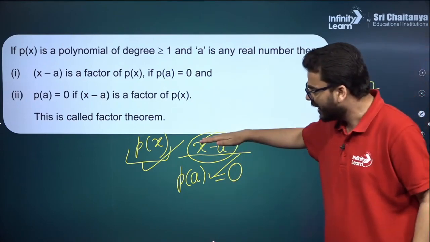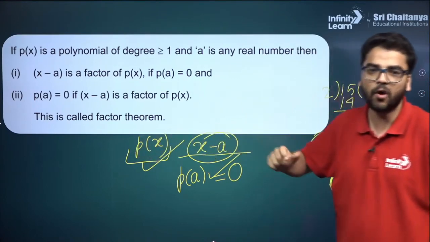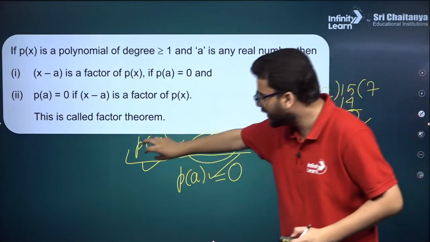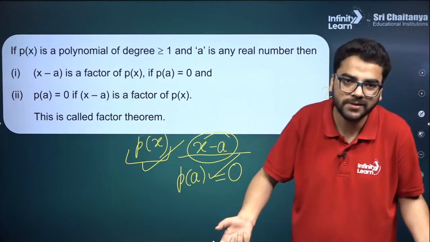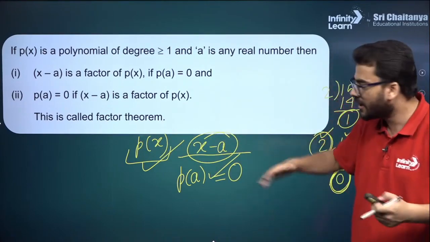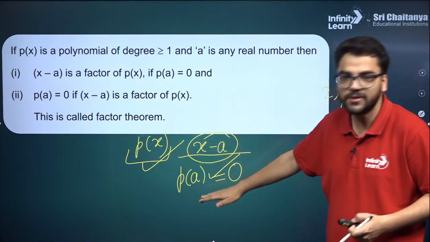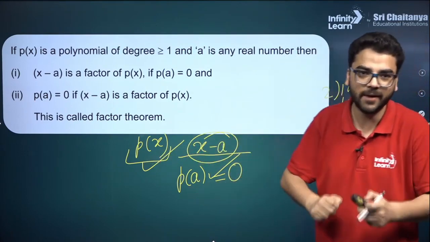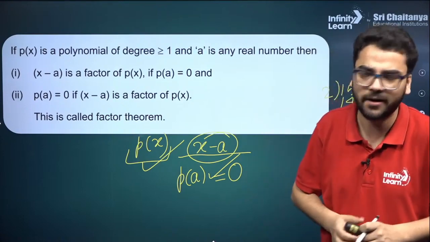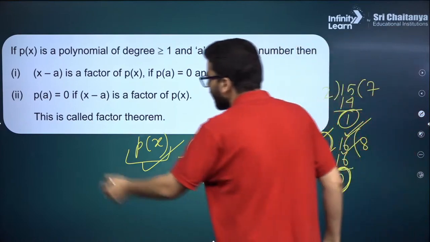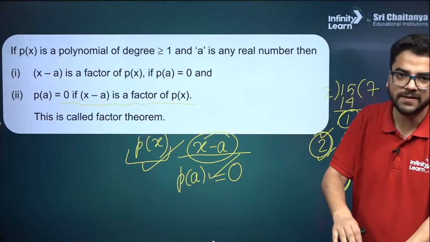Again I am repeating, if x minus a is a factor of p of x, it means that if I divide p of x by x minus a, the remainder must be equal to 0. Now what is the remainder if I divide p of x by x minus a? The remainder is p of a, which we have studied today itself in the remainder theorem. So I would say the factor theorem is a special case of the remainder theorem, right? Now the second part: if p of a is 0, it means x minus a is a factor. It is the opposite of the same thing.